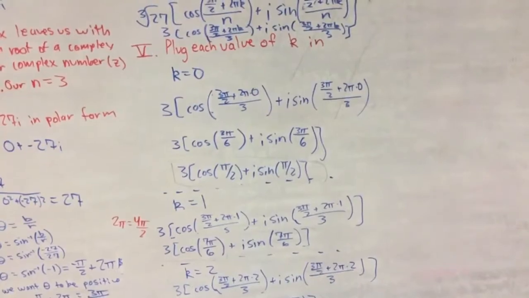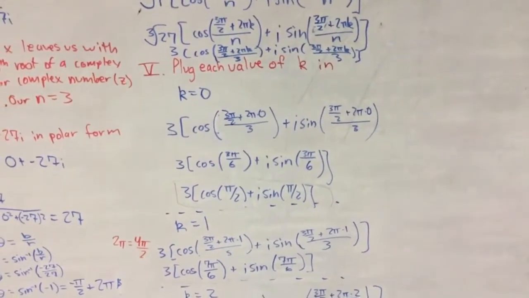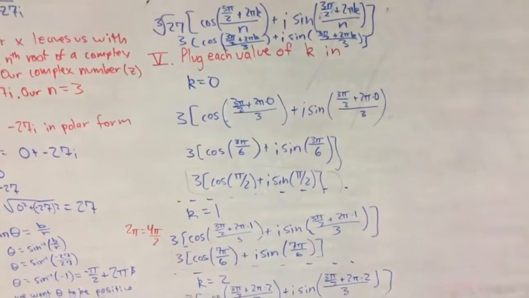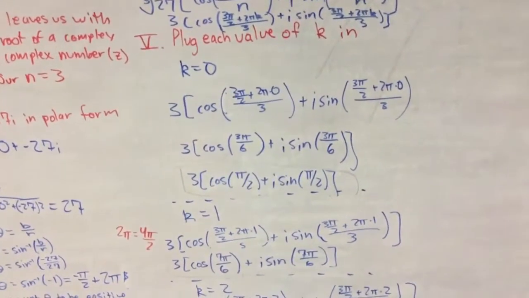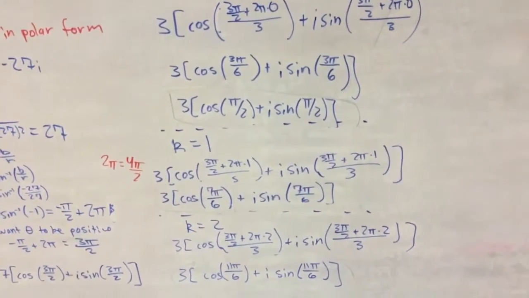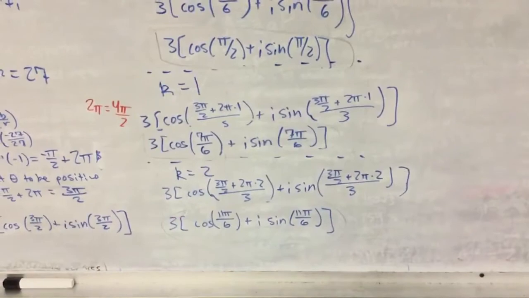Now, for the denominator, we're going to multiply both denominators, 2 times 3, and end up with a denominator of 6. So our first answer will be 3 pi over 6, which simplifies to pi over 2. We're going to add 4 pi to our next answer and end up with 7 pi over 6. And we're going to add 4 pi to our third answer and end up with 11 pi over 6.